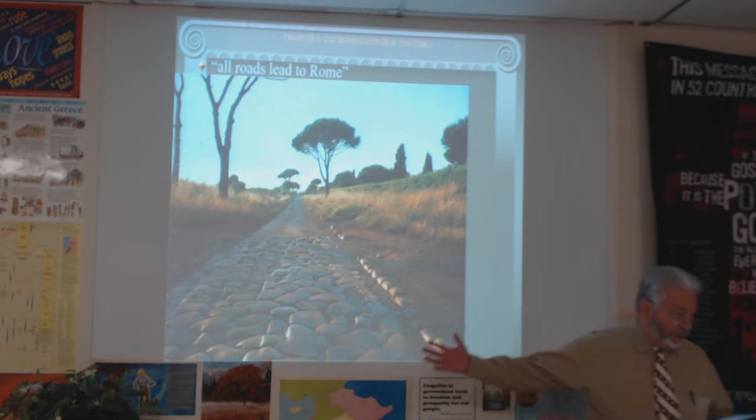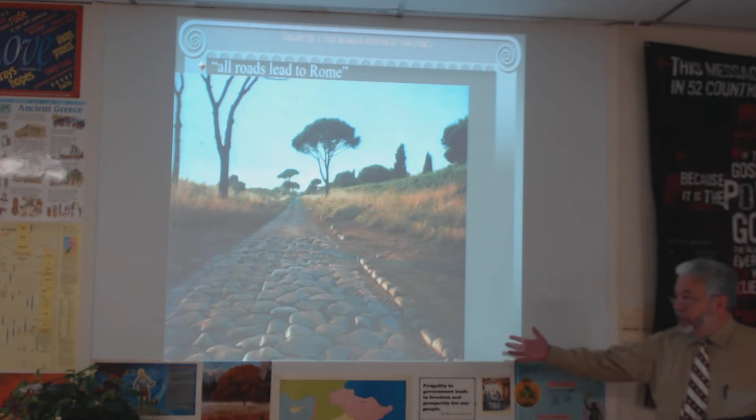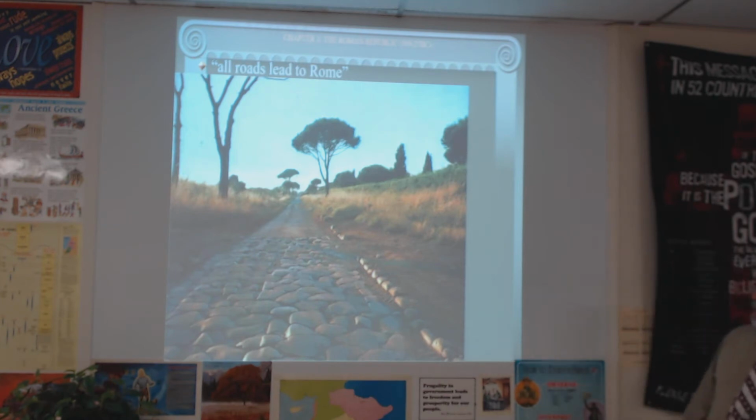This is a picture of one of them that is still around, so you can see what a great job they did. This is called the Via Appia. Via means the way or road. Appia is the name of this road, and it was named after the censor, a Roman official by the name of Appius Claudius.